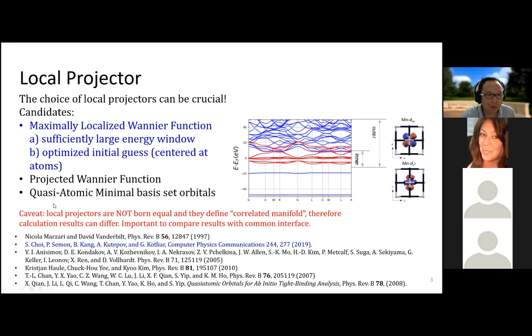The caveat is that the local projectors are not born equal, and they define the correlated manifold. Therefore calculation results can differ if you use different projectors. So it's really important to compare results with a common interface. And I think this is also one advantage of this CoMSuite software package, where we try to stick with the common interface for the calculations using different approximations.